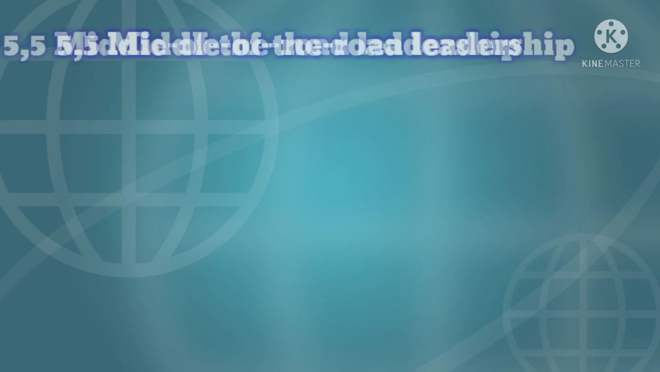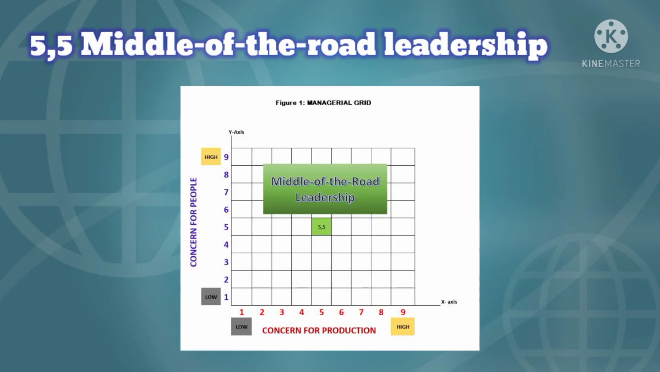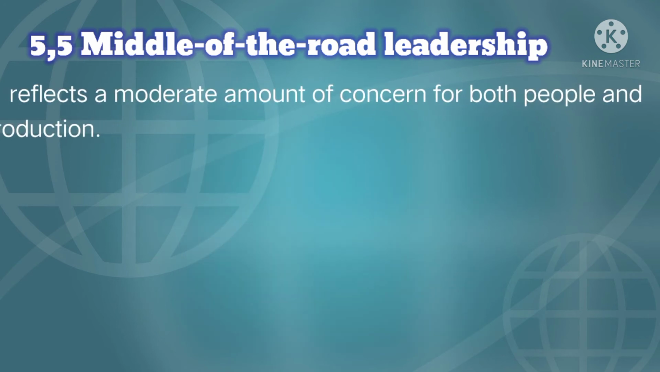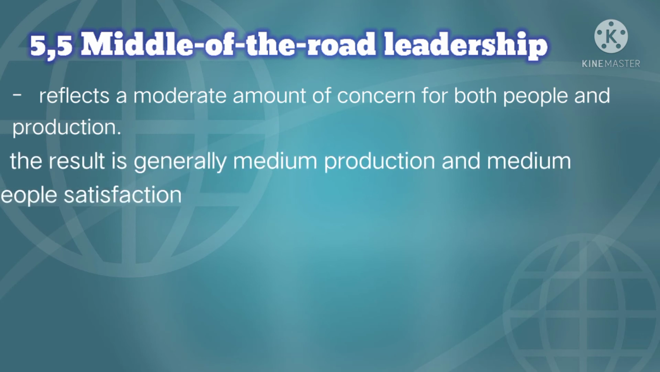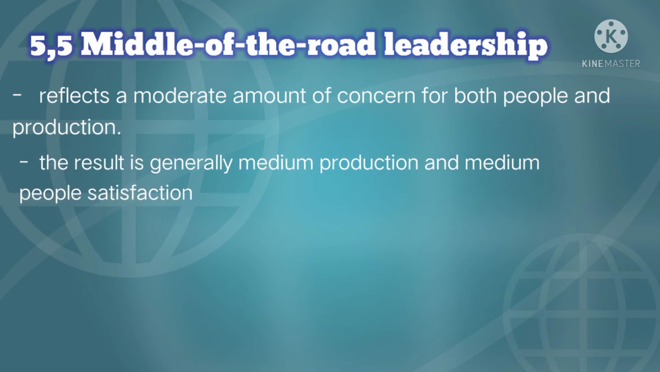Let's now go to the fourth style of leadership, which is the middle-of-the-road leadership. As the title suggests, this leadership style places equal importance on people and production, or it reflects a moderate amount of concern for both people and production. This kind of leadership seeks to compromise between high production and employee satisfaction. The result is generally medium production and medium satisfaction.